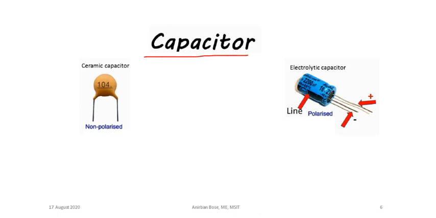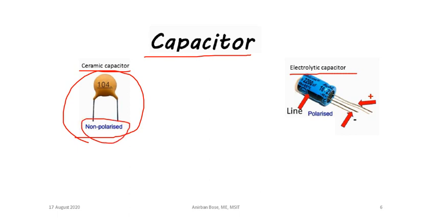Now another very important component is the capacitor, and you can see commonly used capacitors in electronic circuits are the ceramic capacitor and the electrolytic capacitor. Ceramic capacitors, as you can see, are non-polarized. That means there is no cathode or anode. You can connect with any one of them. And in the electrolytic capacitor, you can see that there is one anode and one cathode.